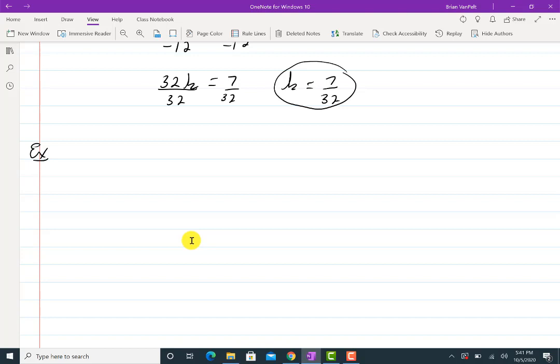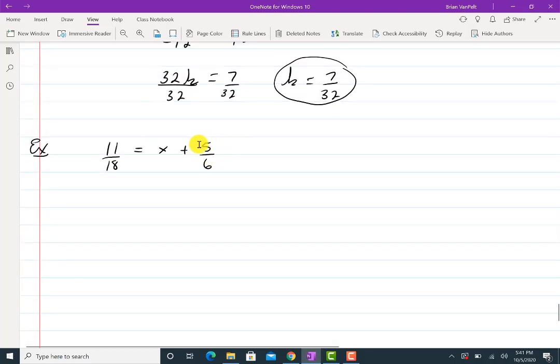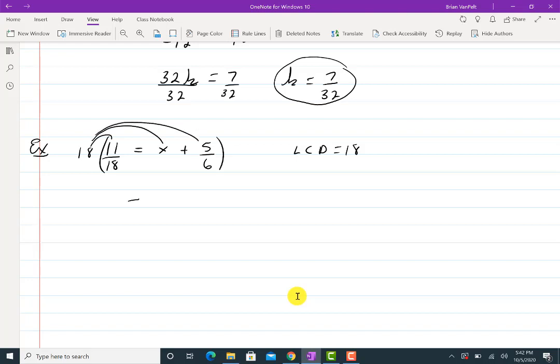So what I have here, let's start with 11 over 18 equals x plus 5/6. Now once again, I realize this is a simple problem. I know that I can write 5/6 as 15 over 18 and do an easy subtraction. But nonetheless, let me find the LCD is equal to 18, because 6 does go into 18. So I will multiply the whole thing by 18. So remember to distribute to all 3 parts of the equation.